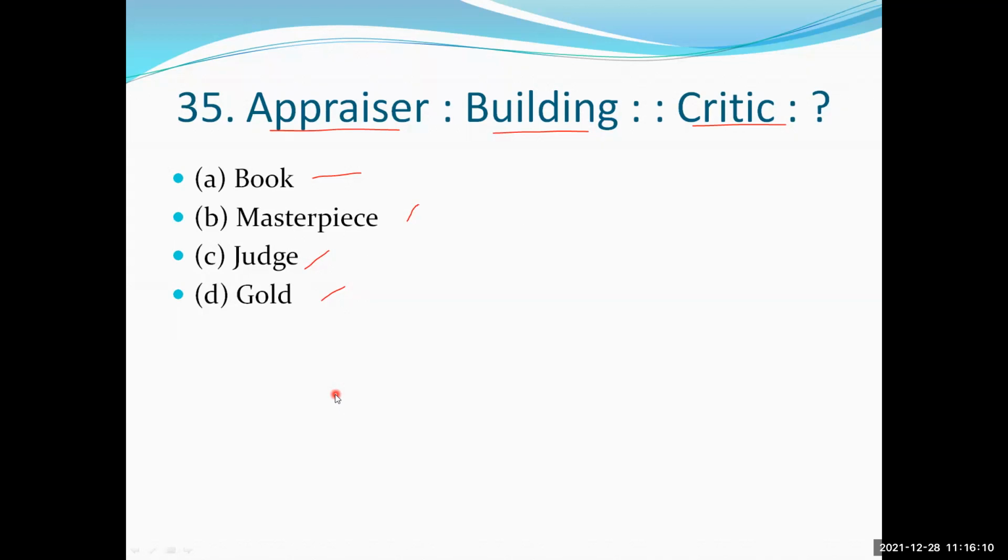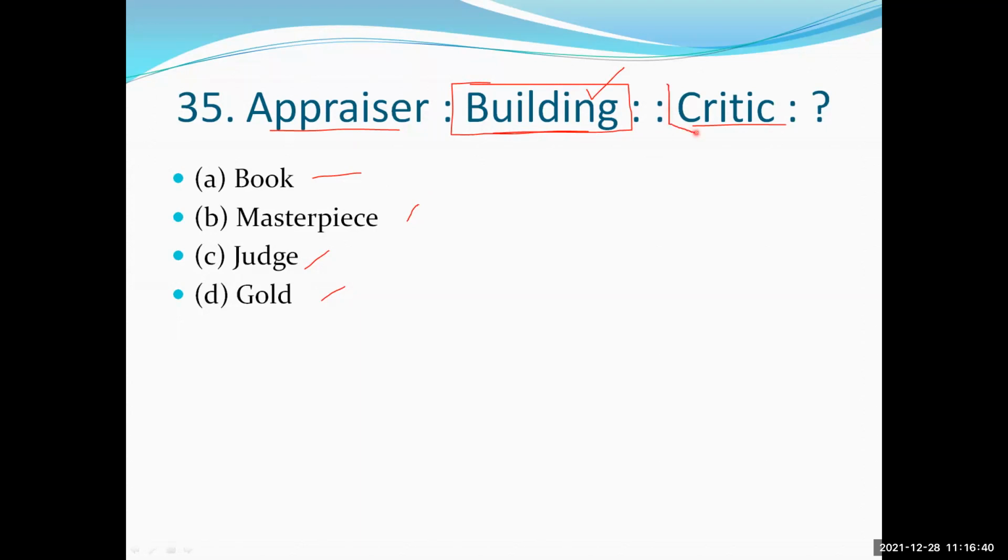Appraiser comments on building. Yes, that's right, Sanyush. Comments in the sense he has the right to talk about the value. He can determine the value, price, or something like this, or he can say what kind of quality or what kind of building that particular one is. So therefore, he can point it out. He can say what flaws are there, what defects are there, whether it is right, whether it is wrong, like this. So similar is here critic.